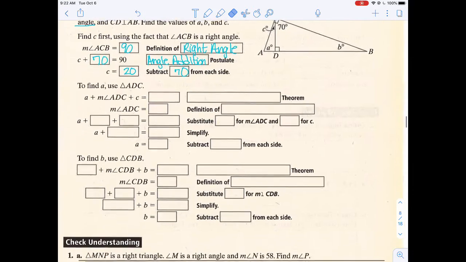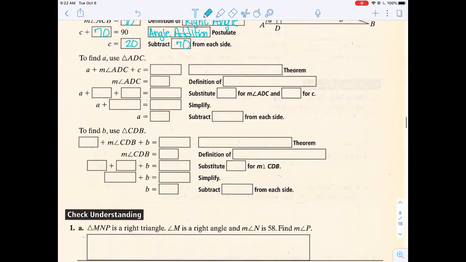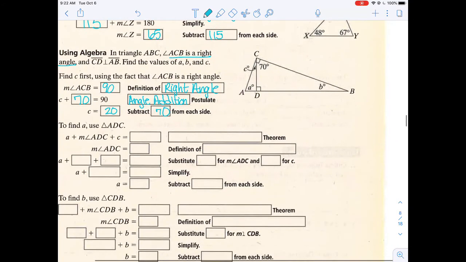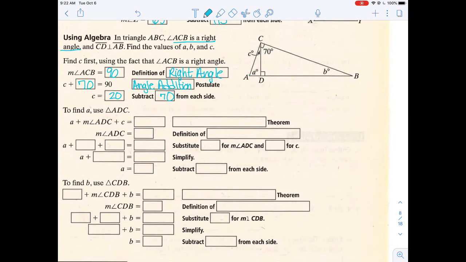Okay, one thing done. We're trying to find A, B, and C. So then we're going to find A using ADC. So if we look up here, A, D, C. We're looking at this little triangle right there. And we know the measure of angle A plus the measure of angle ADC plus C has to equal 180 by the triangle angle sum theorem.